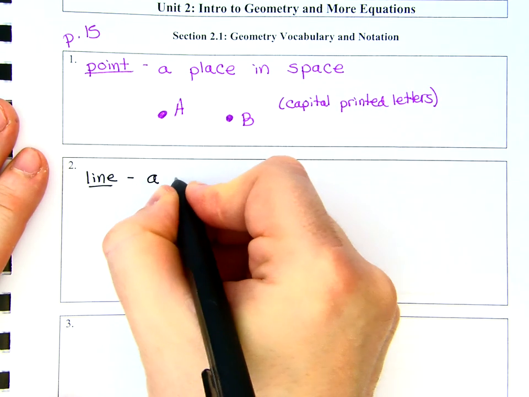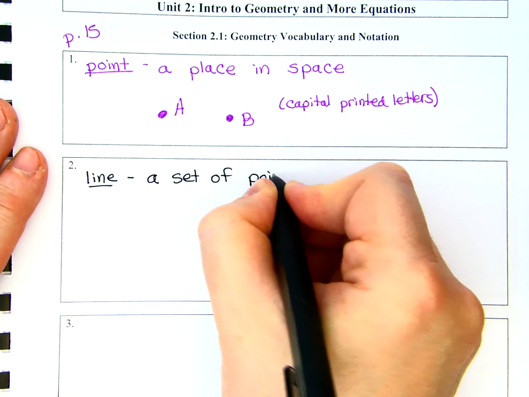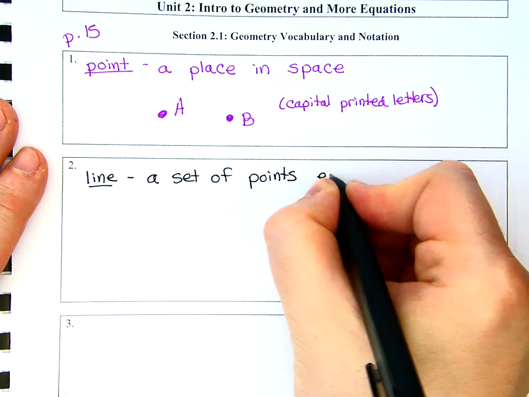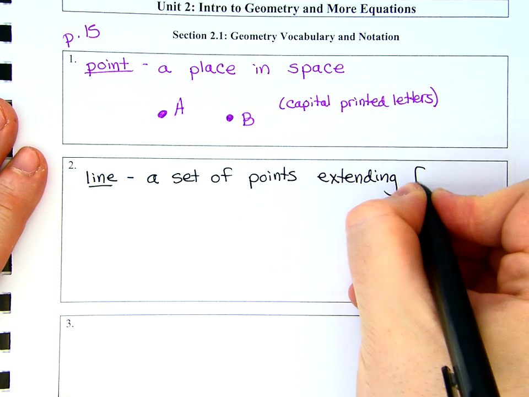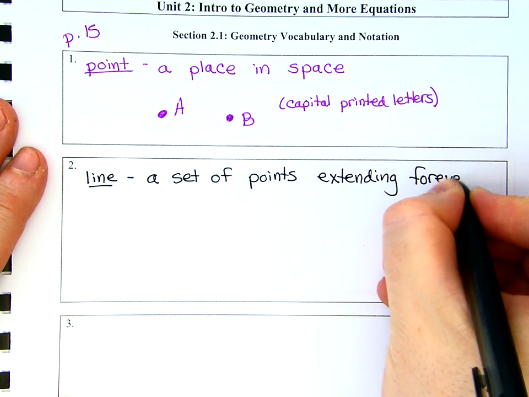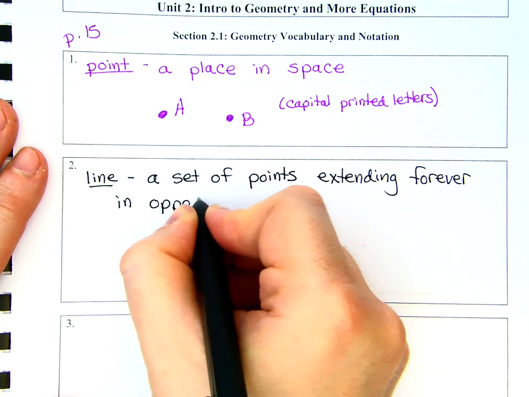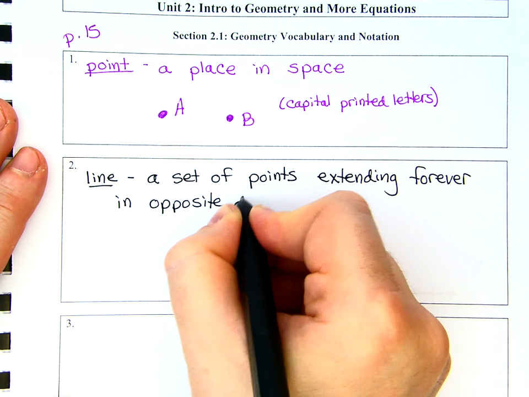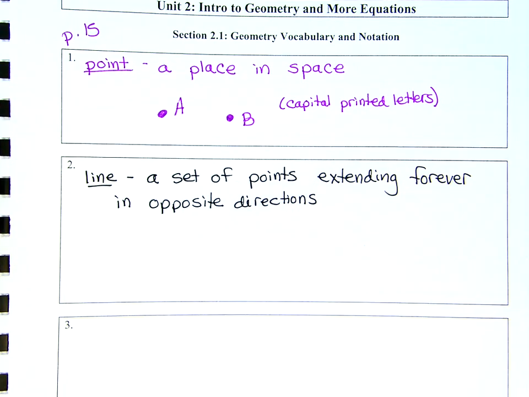A line is a set of points extending forever in opposite directions. Please make sure you are writing down everything that I'm writing down. A little surprised some of you have finished writing when I haven't even finished writing yet. A set of points extending forever in opposite directions. That doesn't make a lot of sense.